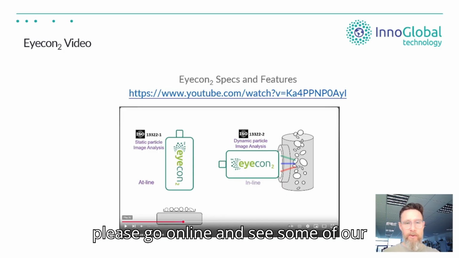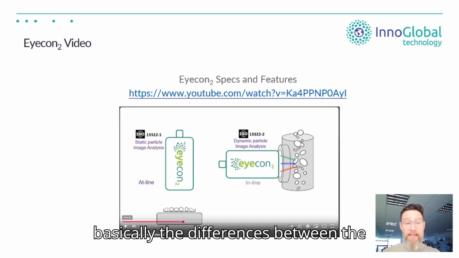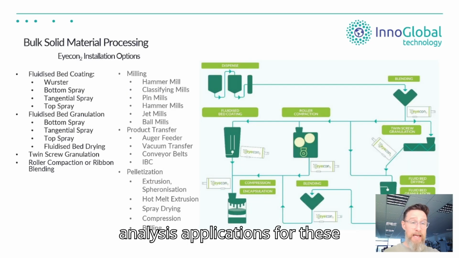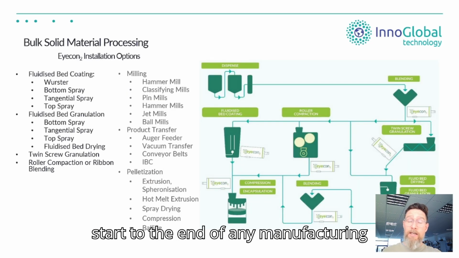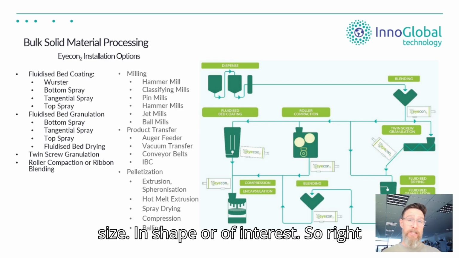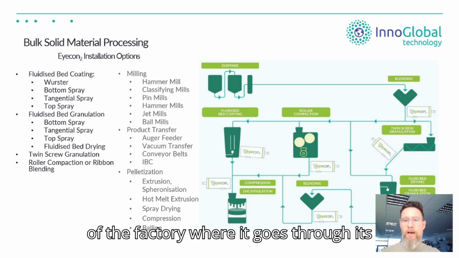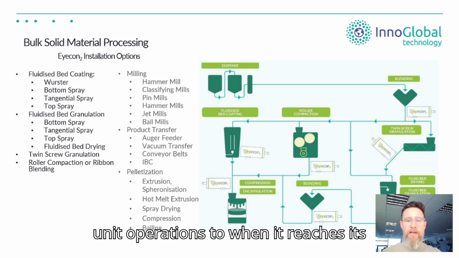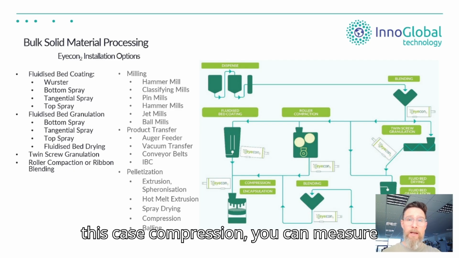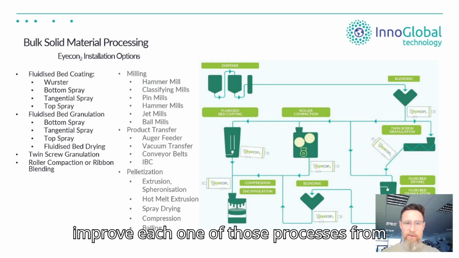Here's an overview video that you can watch to learn about basically the differences between the dynamic image analysis and static image analysis applications for these technologies. It's really used from the start to the end of any manufacturing process where bulk powders and their size and shape are of interest. So right from dispensing at the raw material side of the factory, where it goes through its unit operations to when it reaches its final product of either packaging or in this case compression, you can measure particle size and shape inline to help improve each one of those processes from process to process.